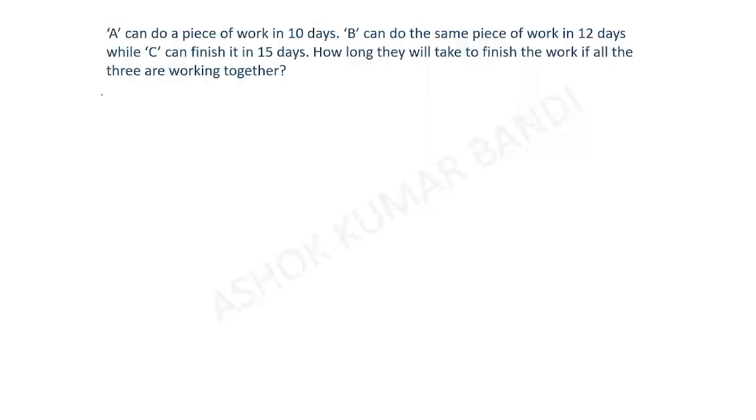If nobody is helping and only A is doing the work, he can complete it in just 10 days. Similarly, if only B is working, he can complete the work in 12 days, and if C is working, in 15 days. Now you need to find out how long they will take to finish the work if all three are working together. We are going to solve this problem first with the per day method, then the LCM method, and then with ratio and proportions. Whichever you feel comfortable with, you can go on with that one.